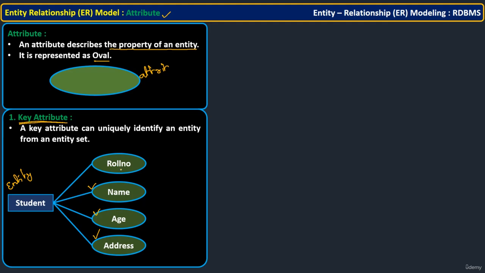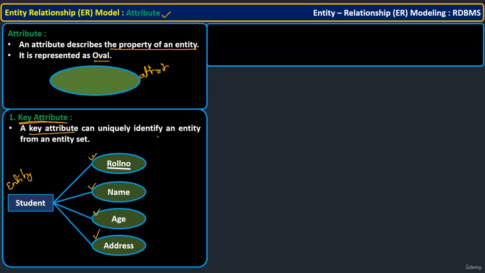For key attributes, we give an underline. Out of all attributes of an entity, whichever attribute has the underline becomes the key attribute. So the key attribute that identifies uniquely, you differentiate from other attributes by giving an underline. That is a simple discussion.